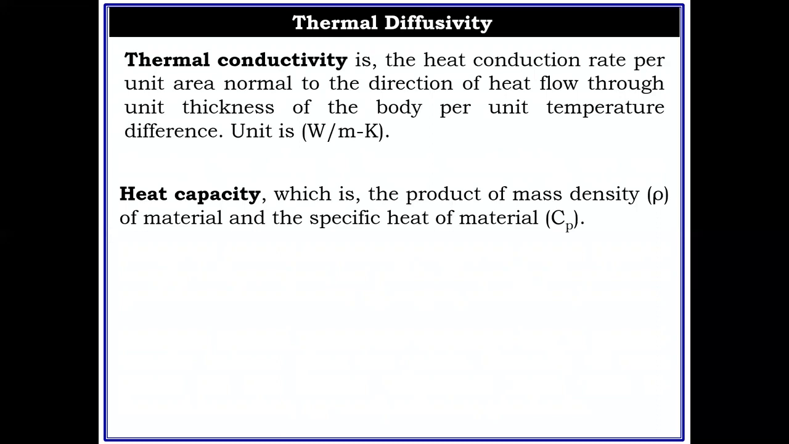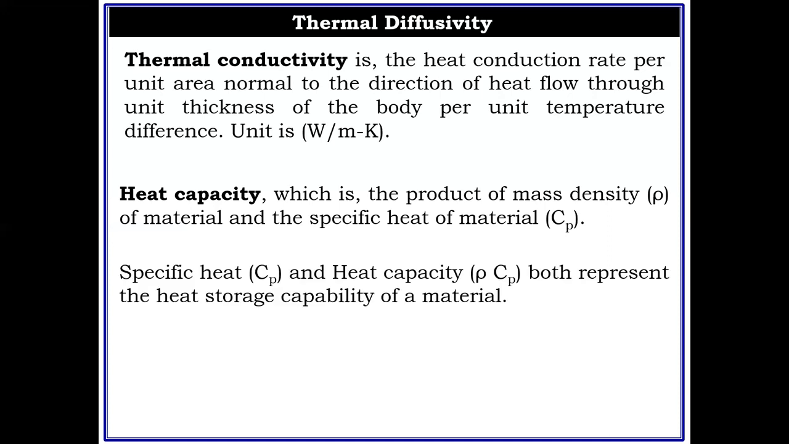The second parameter we require is heat capacity, which is the product of mass density of the material and the specific heat of the material. So Cp, everyone knows well what is Cp, specific heat, or Cv, again specific heat at constant volume, specific heat at constant pressure. Cv and Cp are well known terms. And density, specific heat, many times it is not suffixed by p, it is simply written as c.